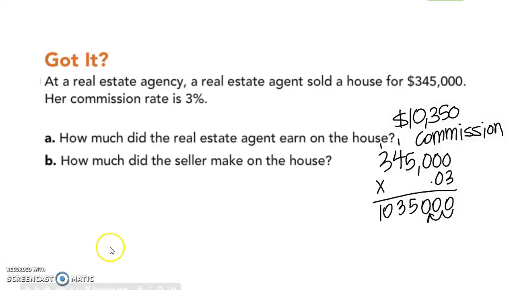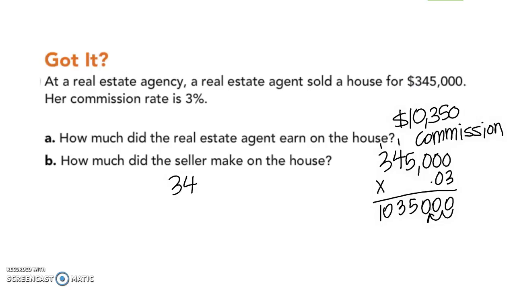All right, so once we multiply that $345,000 times the 3% commission rate, when we move the decimal over twice, we get $10,350 as our commission. That's a pretty nice little payday, isn't it? So that is 3% of $345,000. Now, to figure out how much money the seller actually made on the house, we have to deduct this, take this away from the price of the house, because that seller has to pay the real estate agent for selling the house.